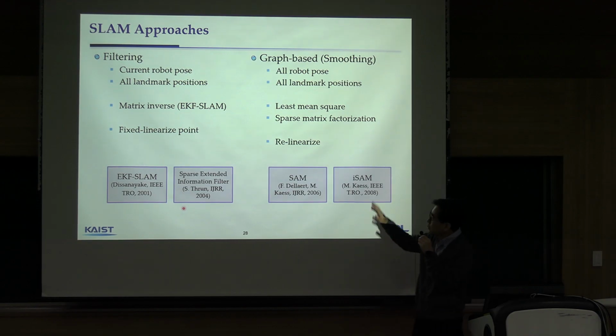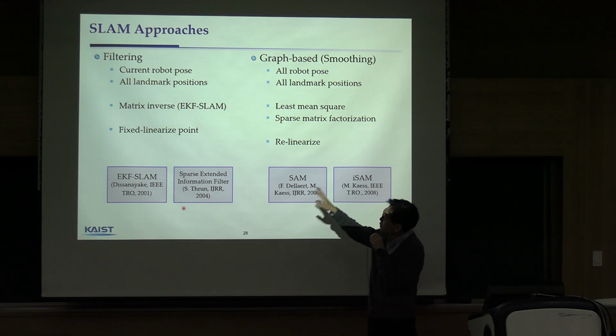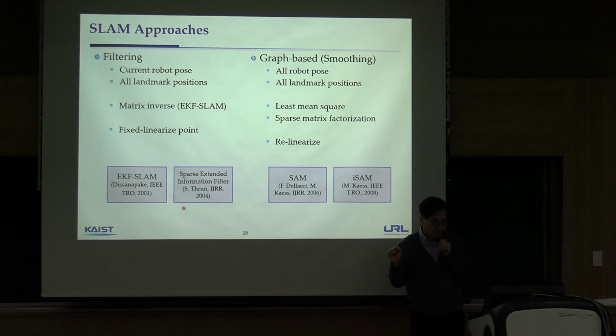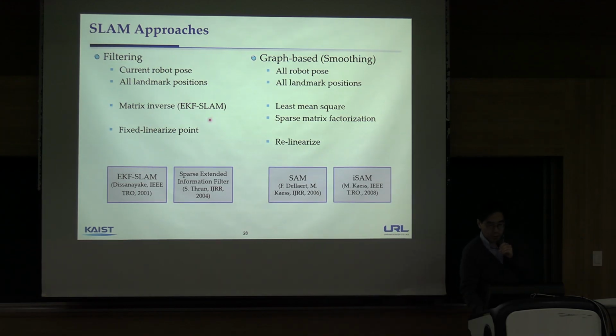So we can classify them as filtering-based or graph-based. Previous approaches like EKF SLAM are the filtering approach, and they only calculate the current pose. And we have the linearization because we are using the Jacobians. That means we linearize the problem around the operating point.